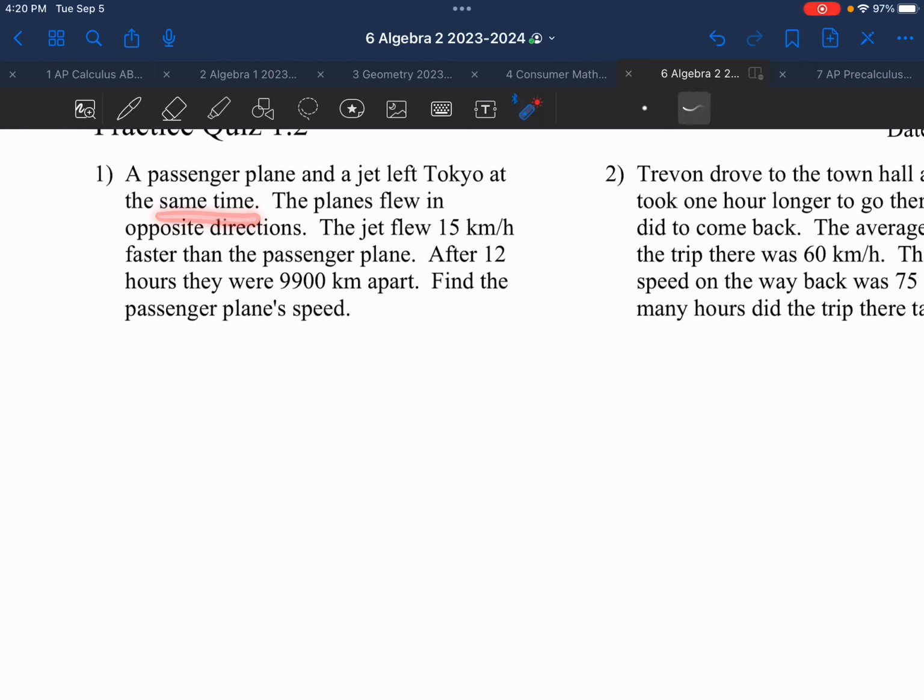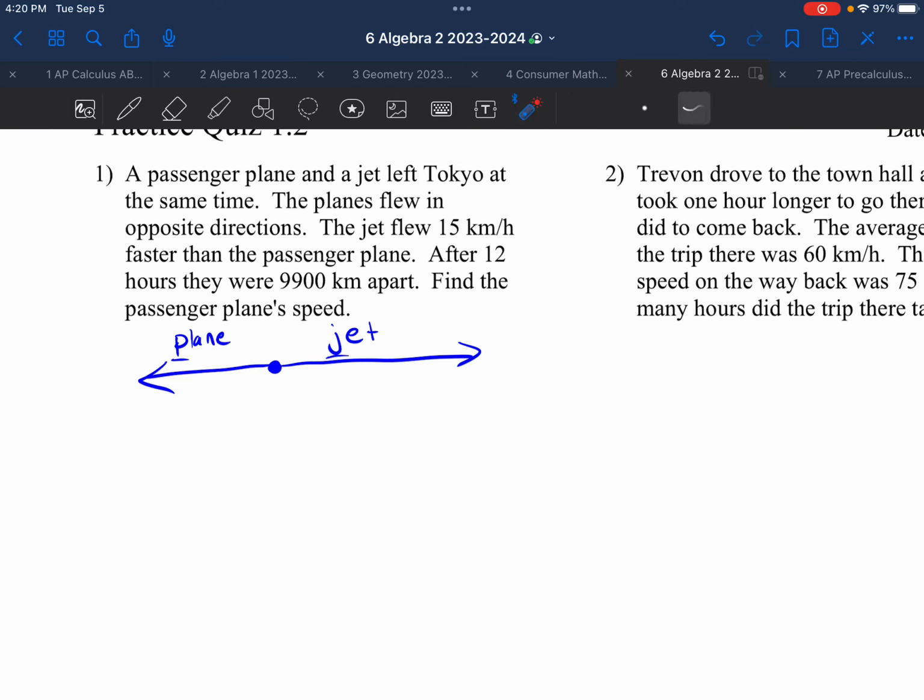Okay, so let's go ahead and draw a picture here. They're starting the same place, same time. One is flying that way, one is flying that way. Those are opposite directions, right? One is a plane, one is a jet. So this one is the plane. We'll say P for plane, and J for jet. So, what do we know?